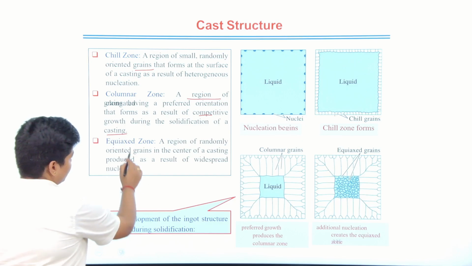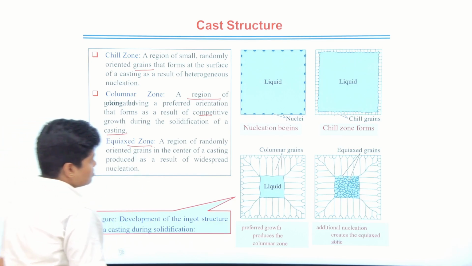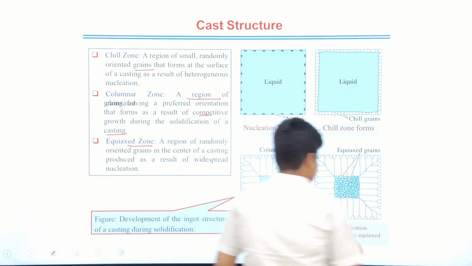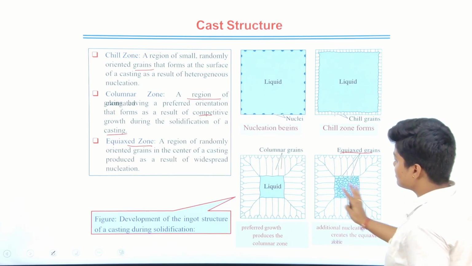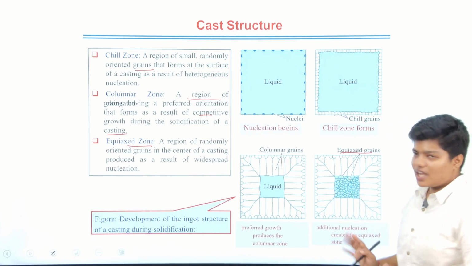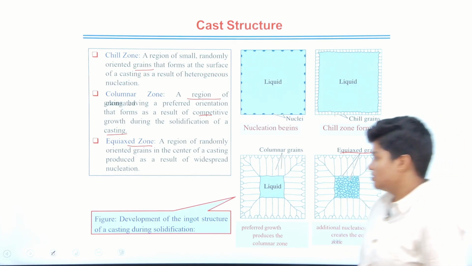Then the equiaxed zone is formed at the center of the casting. This is known as the equiaxed zone, and this is the total scenario of the casting structure of a pure metal.